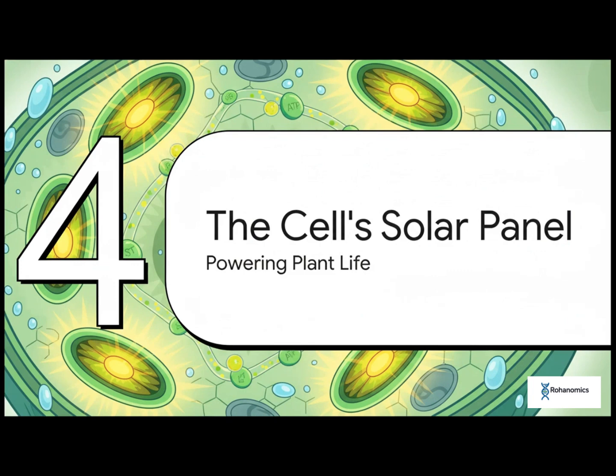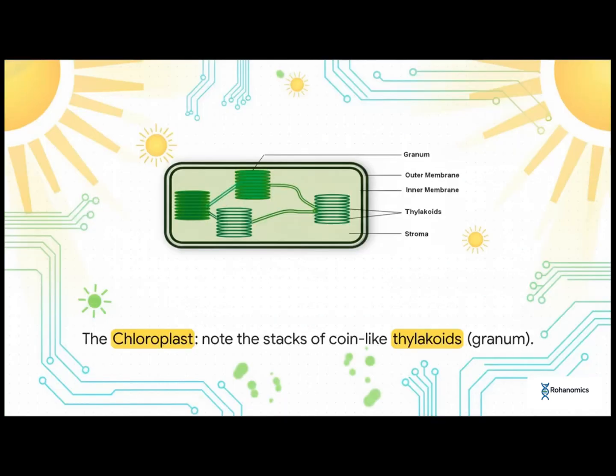Okay, we've talked about manufacturing and shipping. Now let's switch gears and talk about power. Specifically, let's look at plant cells, because they have this incredible organelle that we animal cells just don't get. Say hello to the chloroplast, the cell's very own solar panel. And inside, look at those little stacks of green coins. Each individual coin is a thylakoid, and a whole stack is called a granum. And it's right there, in the membrane of those thylakoids, that the real magic begins.